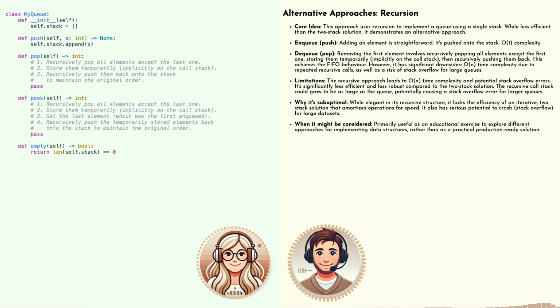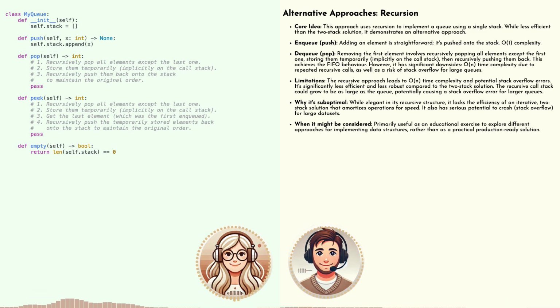Recursion. Now that sounds intriguing, but potentially messy. How would that even work? So the idea is to use recursive function calls to kind of simulate the behavior of transferring elements between two stacks. We would push elements onto the stack for enqueue, and then for dequeue, we would use a recursive function to pop elements off the stack until we reach the oldest element. So we're using the call stack as our second stack. Okay, that's a pretty clever hack.